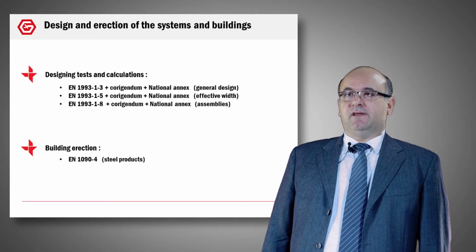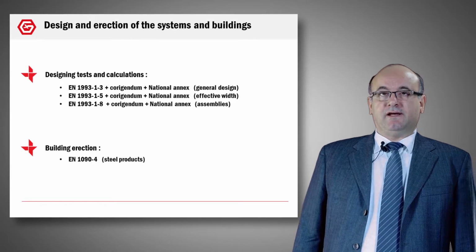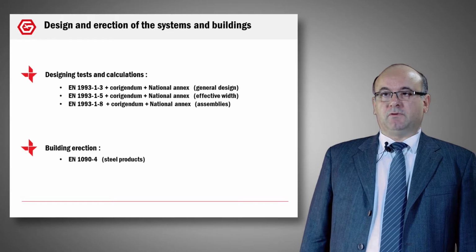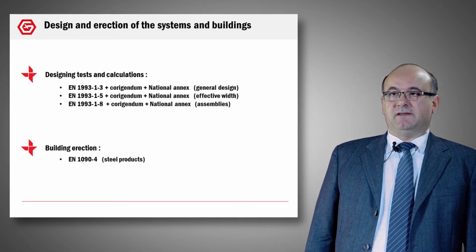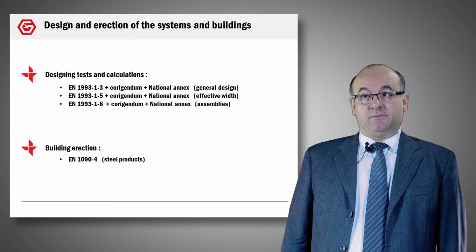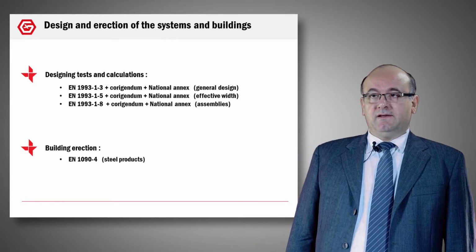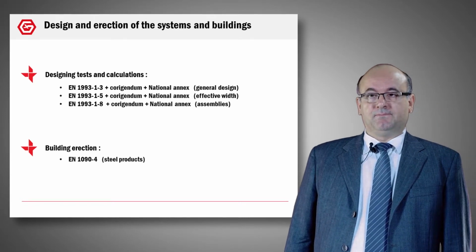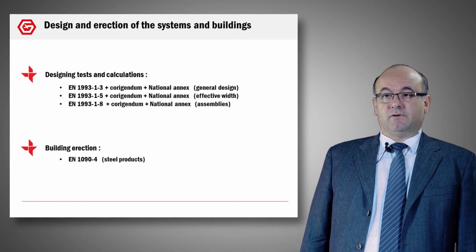Now the design and the erection of a system and buildings. You have the design test and calculation, and for that you have to apply the Eurocode. You have 3 parts of the Eurocode, part 1.3, part 1.5 and part 1.8. Part 1.3, its corrigendum and its national annex concern the general design. Part 1.5 plus its corrigendum and national annex concern the effective width. The part 1.8 concerns the assemblies. So 3 parts of the Eurocode EN 1993. For the building erection, you have to apply the EN 1090-4 for the steel products.